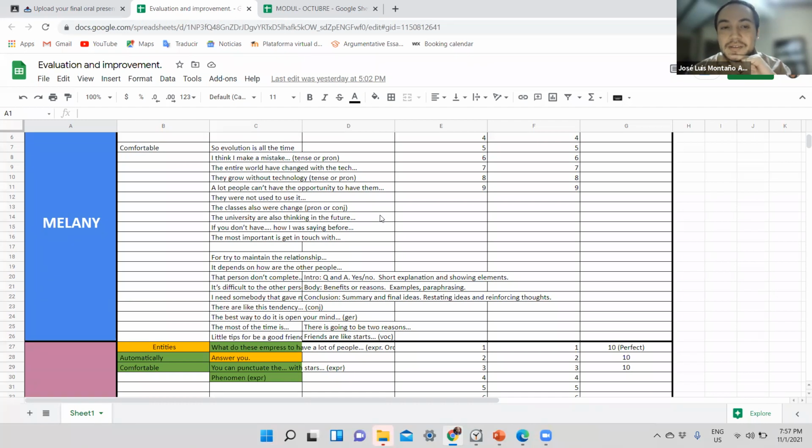Then here the classes also were changed, right? Were also changed. That's also better, but the idea is that changed with D, right? Changed. And that also would be better in between the auxiliary and the past participle. The university, or universities, are also thinking, right? So you have two options. The university in general could be, or just plural, universities are also thinking in the future, and so on and so forth.